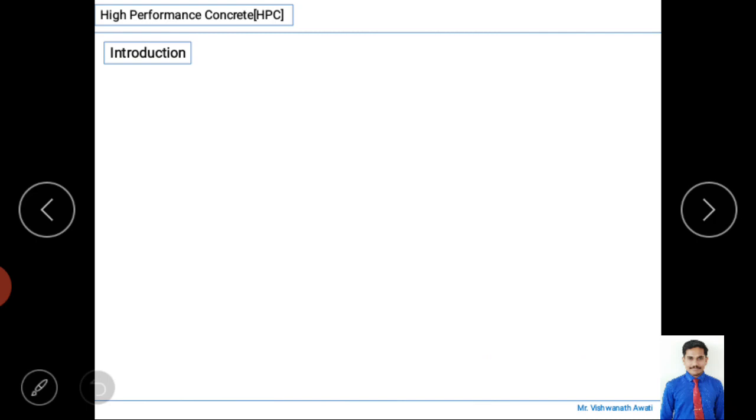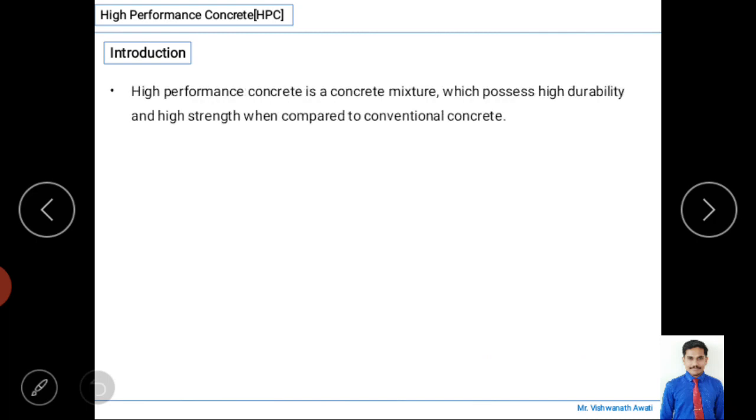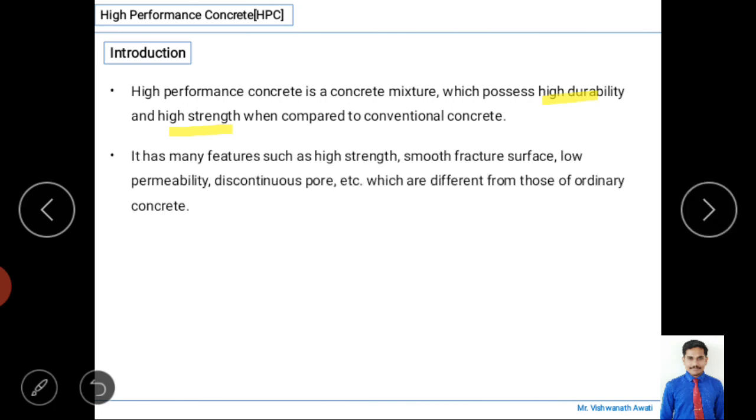So now we'll go for what do you mean by high performance concrete? High performance concrete is a concrete mixture which possesses high durability and high strength, high strength comparatively with the conventional concrete. It has many features like high strength, smooth fracture surface, low permeability value, and discontinuous pores compared with normal concrete.